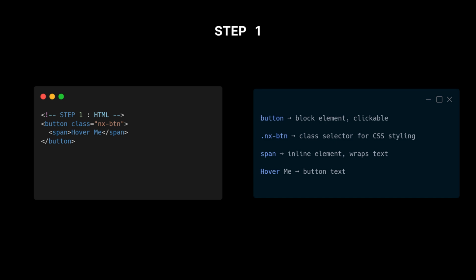On the right side, you can see a clear breakdown of each part. The button as a clickable element, the class for styling, the span for text control, and hover me as the button label. Right now, this is just the foundation. In the next step, we'll use CSS to turn this simple structure into a modern, interactive button.